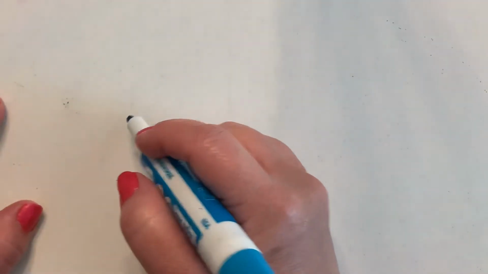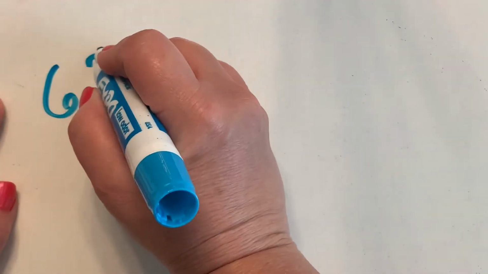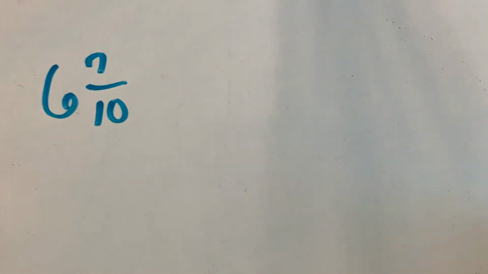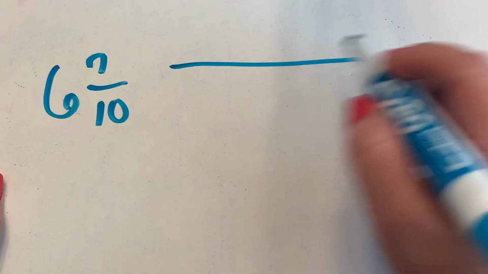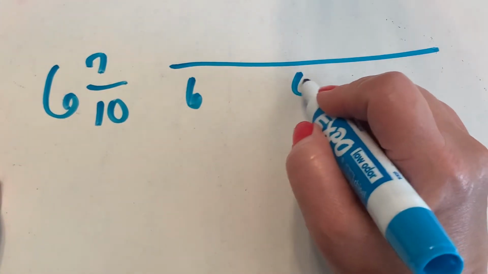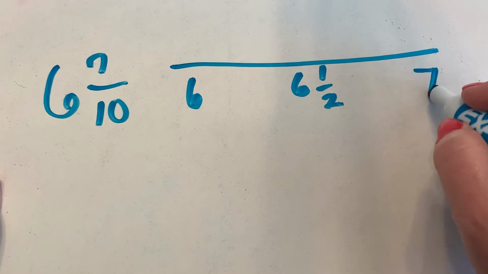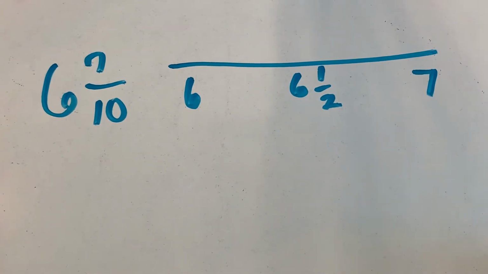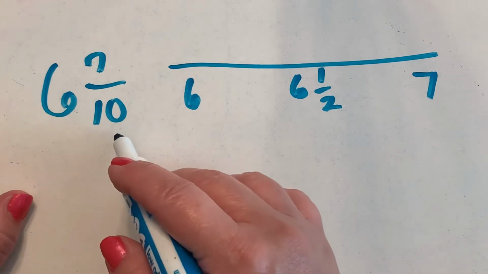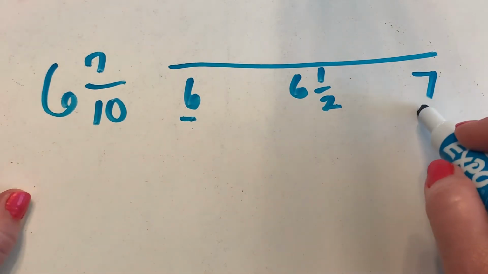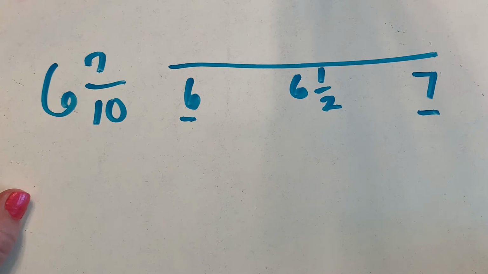Look at example 5. Says round 6 7/10 to the nearest whole number. So 6 7/10. And don't panic on this one, boys and girls. Don't panic, because we're looking at a number line. And on that number line, it has 6, 6.5, and 7. And it says round 6 7/10 to the nearest whole number. So we're asking ourselves, is 6 7/10 going to round down to 6 or up to 7? Don't panic, because I'm going to show you how to do it.